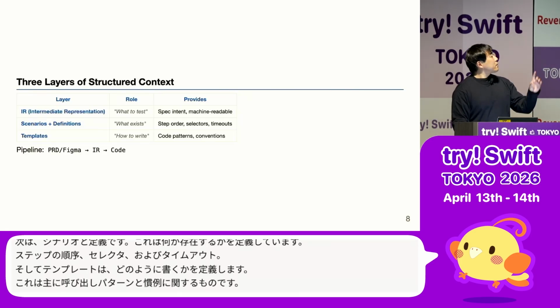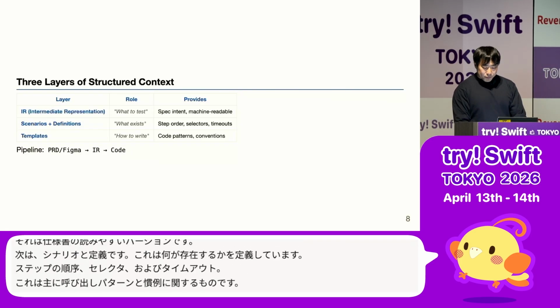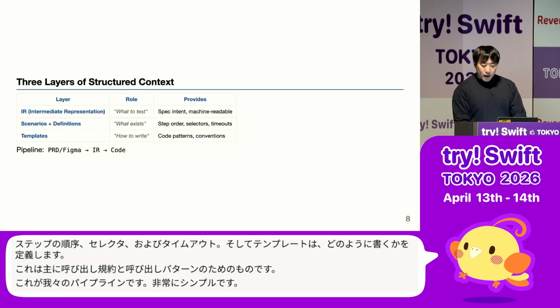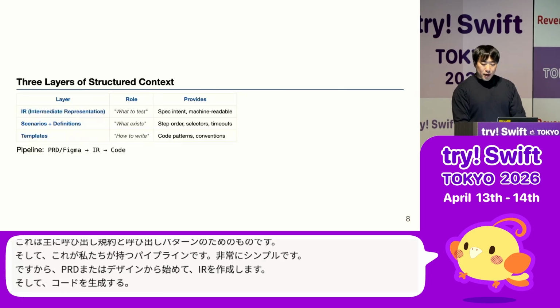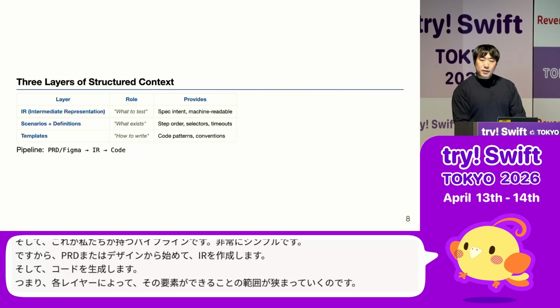And that is the pipeline we have. It's quite simple. Starting from a PRD or design, we create an IR, and then generate code. Each layer narrows down what the LLM can do, and there is less room for the LLM to make things up.